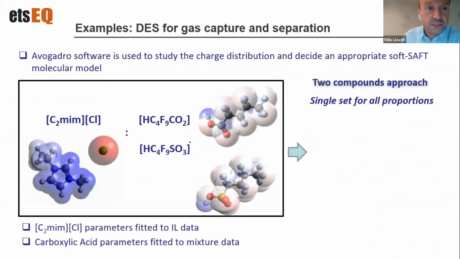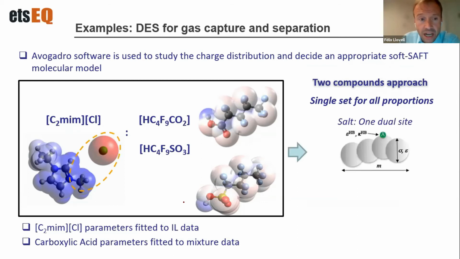In this regard, we did a first study using a simple salt, amine chloride, with two carboxylic acids that were fluorinated. We can see them here. We use the Avogadro software to study the charge distribution. And we provided a one dual site for amine chloride based on the strong sphericity of the chloride anion. This is a model that we have already tested in previous applications.